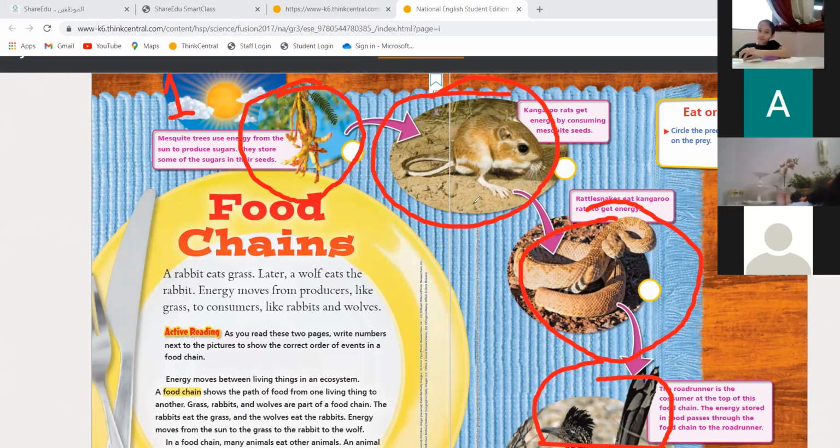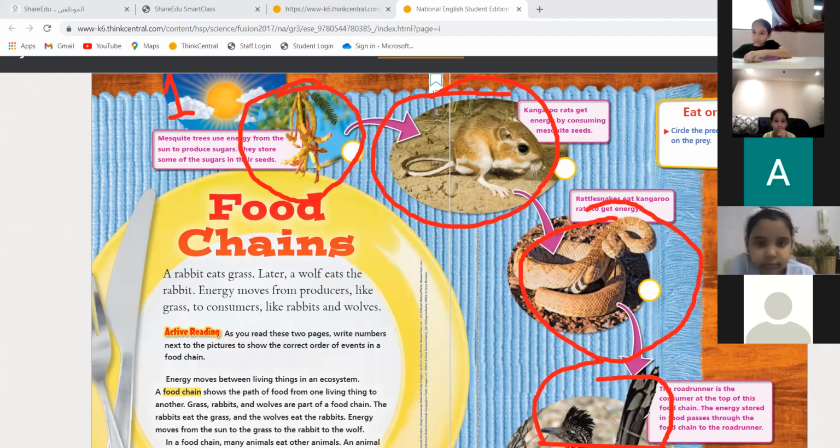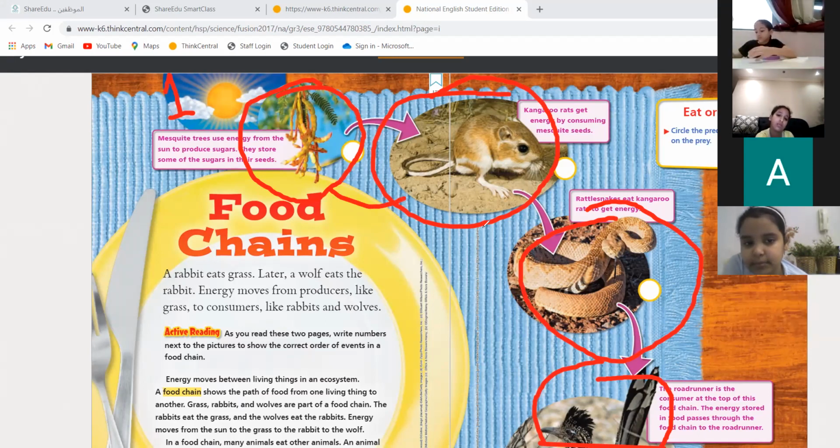Someone will eat another, moving from one animal to another. Yes, from one to another. So the energy moves. Like a migration? No, it's not like a migration, habibi. Now you learned how energy moves from one living thing to another, and we know that food chain means food will go from one to another, and it makes a chain. It looks like a chain. Can you see? Does it look like a chain or not?